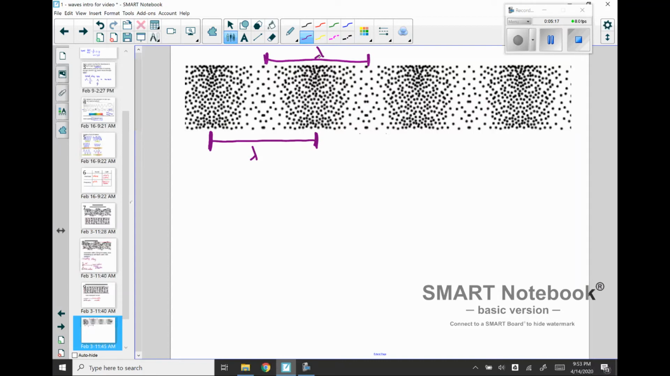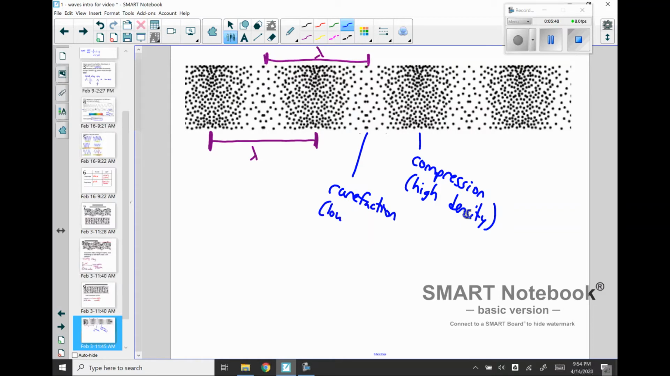Instead of crest and trough, the words we use here are compression, where we have a high density of particles, and something called a rarefaction, which is just the technical term for the area of low density.